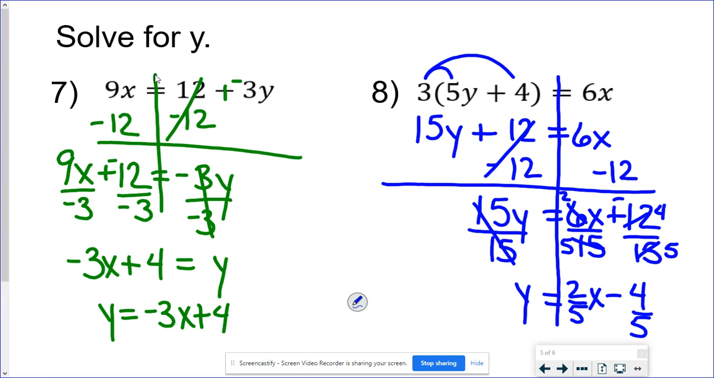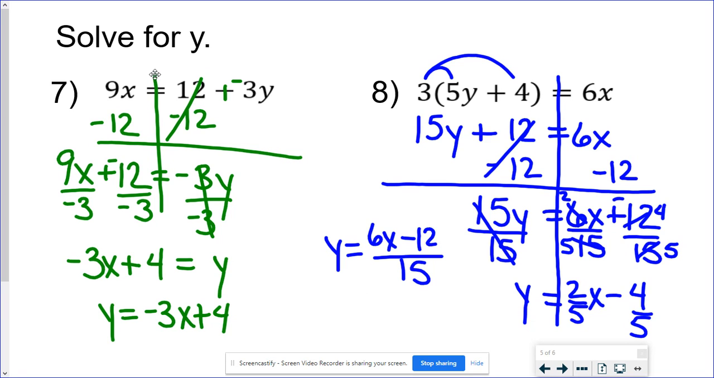If you had just done one great big division by 15, your answer would look like this. You'd have the y by itself. You'd have the 6x minus 12 all over 15. The problem is that that's still not exactly reduced or simplified as much as you could, like we did with our individual fractions. So this isn't really done all the way, but that's another way to look at this problem.